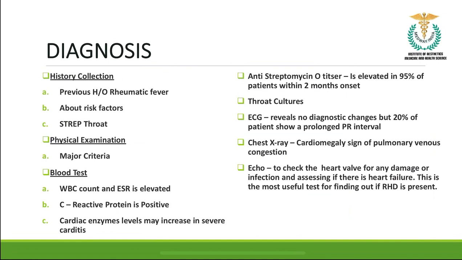Then we have to do throat culture and ECG, which will reveal no diagnostic changes, but many of the patients, about maybe 20%, show a prolonged PR interval in case of RHD. Chest x-ray: in the chest x-ray, we can see the major signs are cardiomegaly and signs of pulmonary venous congestion. These can be seen in the chest x-ray of the RHD patient.